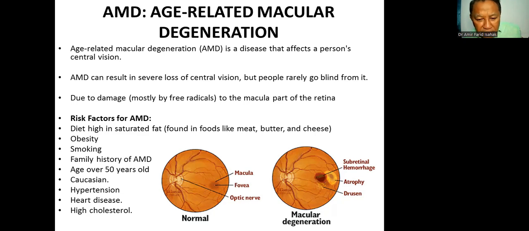So when you compare the normal retina and the retina with macular degeneration, you can see the difference. There is atrophy at the macular region, so that's why you have central loss of vision. Then you have subretinal hemorrhage, that means bleeding behind the retina. And you have protein deposits called drusen.